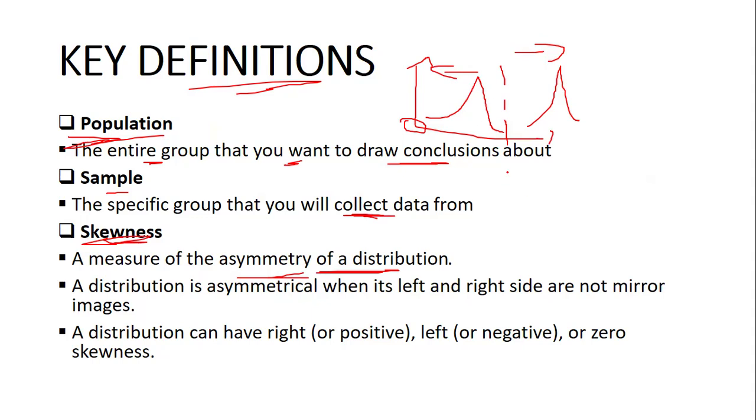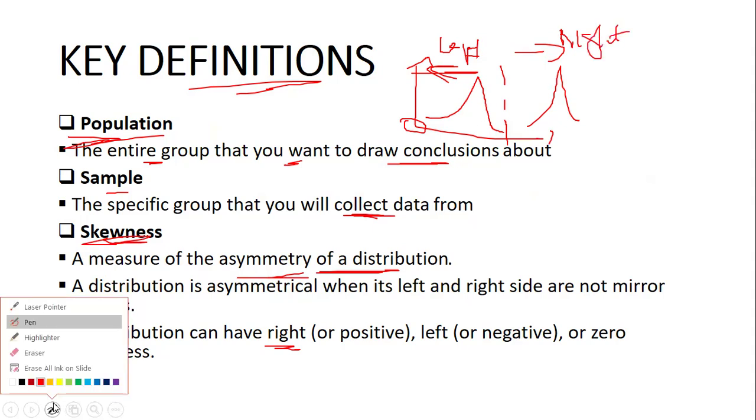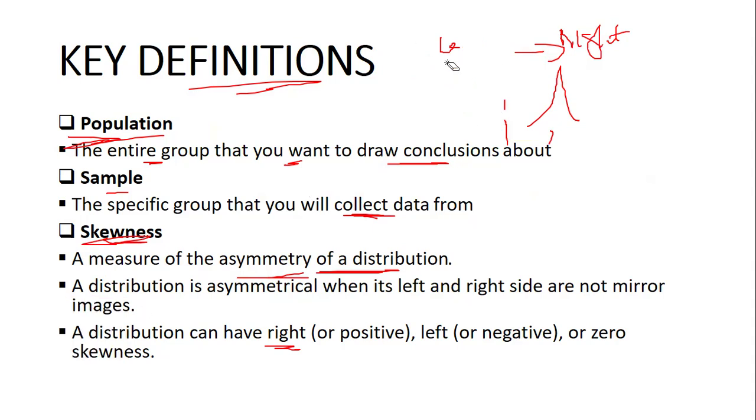This is the basic idea of what skewness is: the asymmetry of the distribution of data. A distribution can either skew right or left. When it skews this side, this is left or negative. When it skews this side, this is right or positive. In an exam, you won't really be asked about skewness, but you just have to have the idea. I don't know if you have a question from what we've done so far.